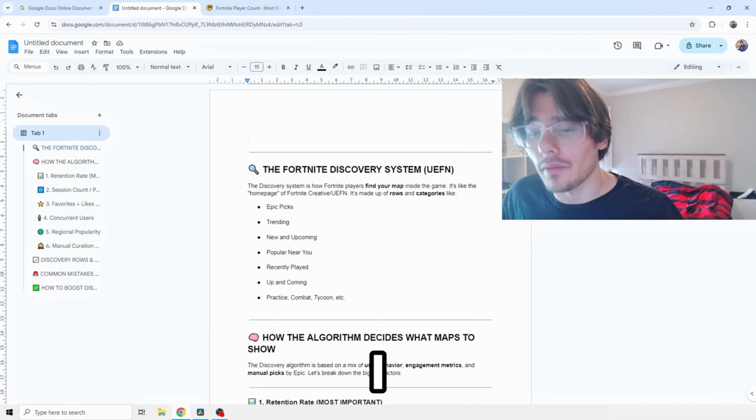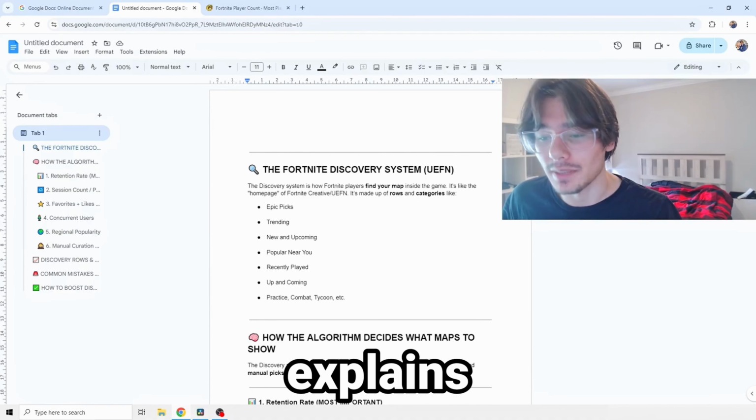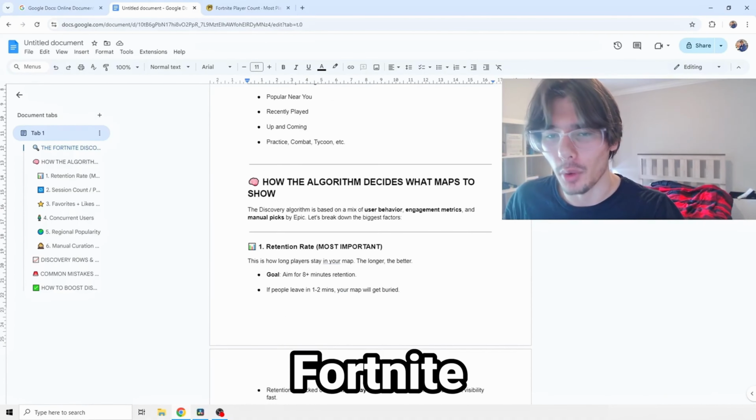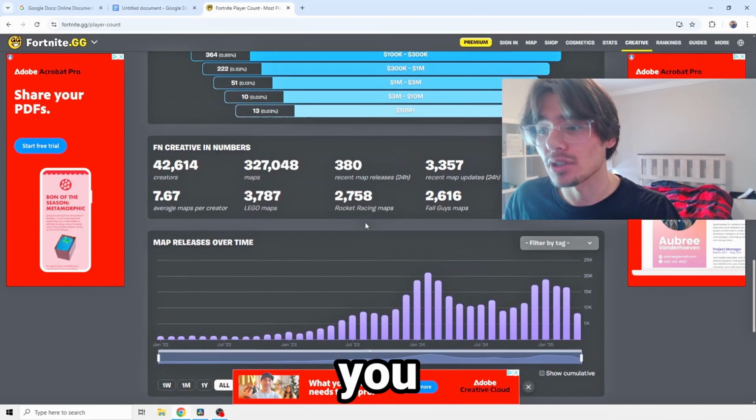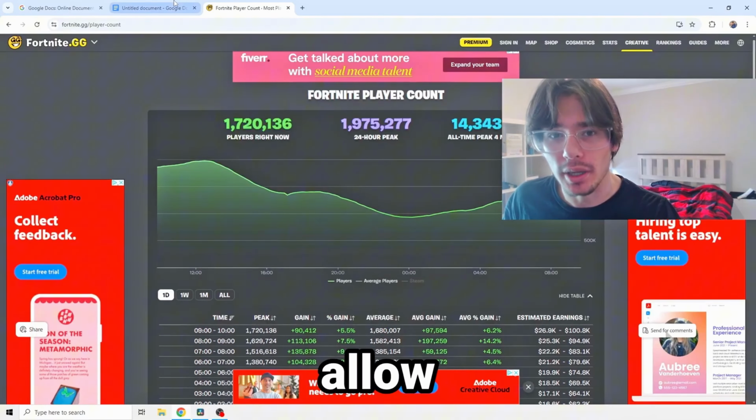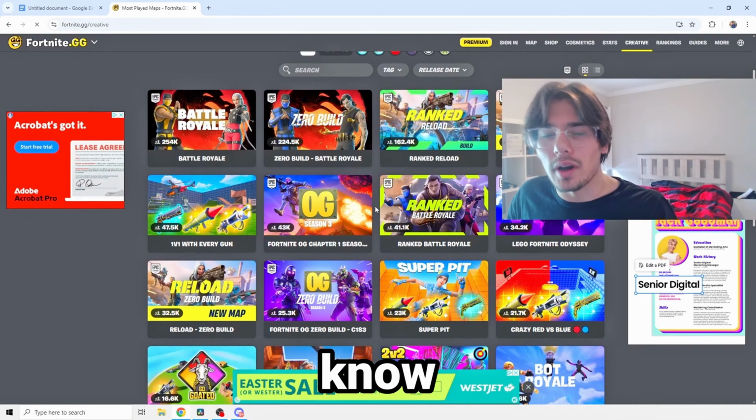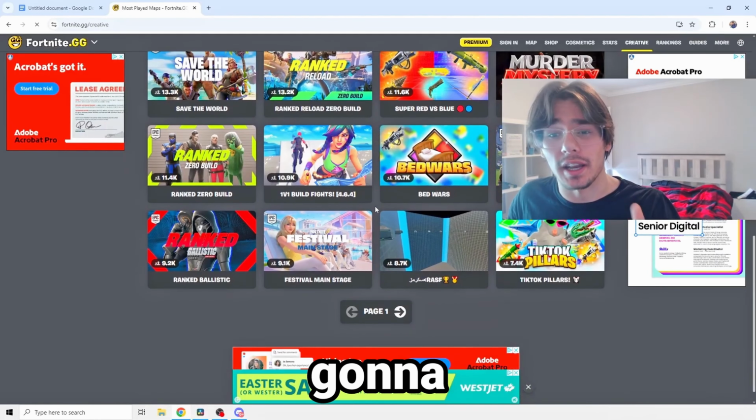Because right here on screen I have a full Google documentation which fully explains exactly how to master the UEFN Fortnite map algorithm, which will allow you to make more money online with your Fortnite maps and get more players inside of your games. Because if you don't know how to master the UEFN algorithm, you're clearly not going to get high player counts like all of these maps here.